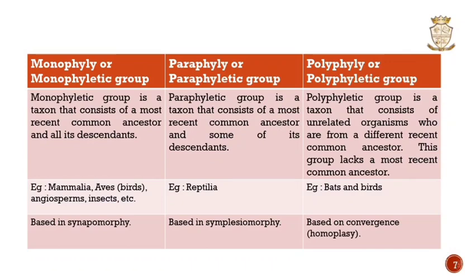A paraphyletic group is a taxon that consists of a most recent common ancestor and some of its descendants. Example: Reptilia. A polyphyletic group is a taxon that consists of unrelated organisms that have a different recent common ancestor. This group lacks a most recent common ancestor. Example: bats and birds, and they are based on homoplasy.